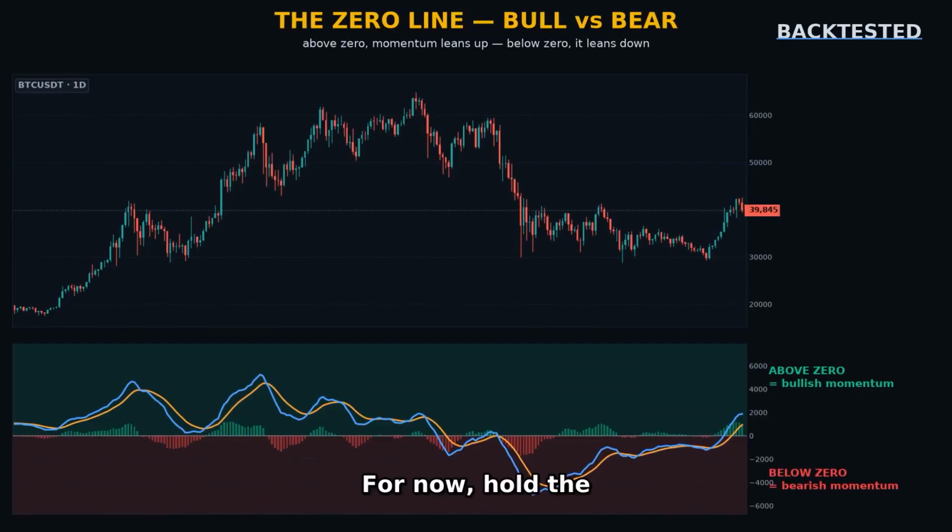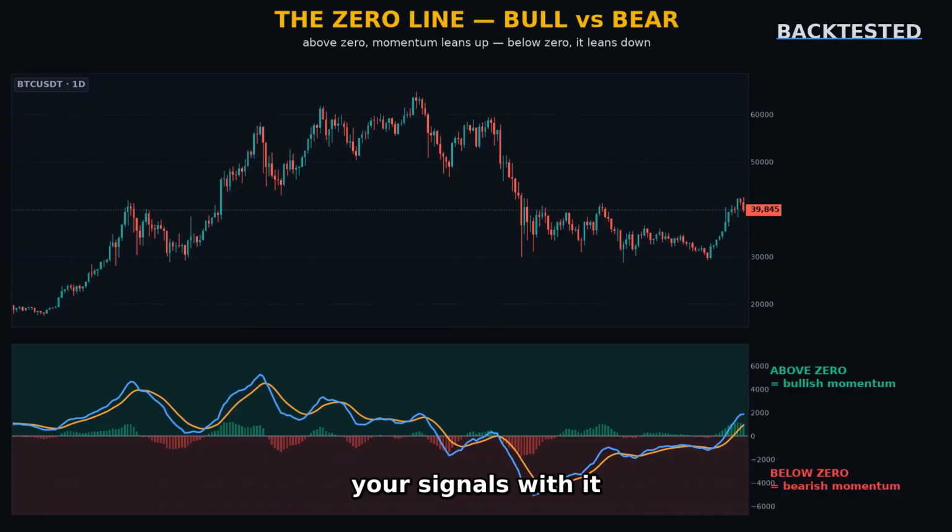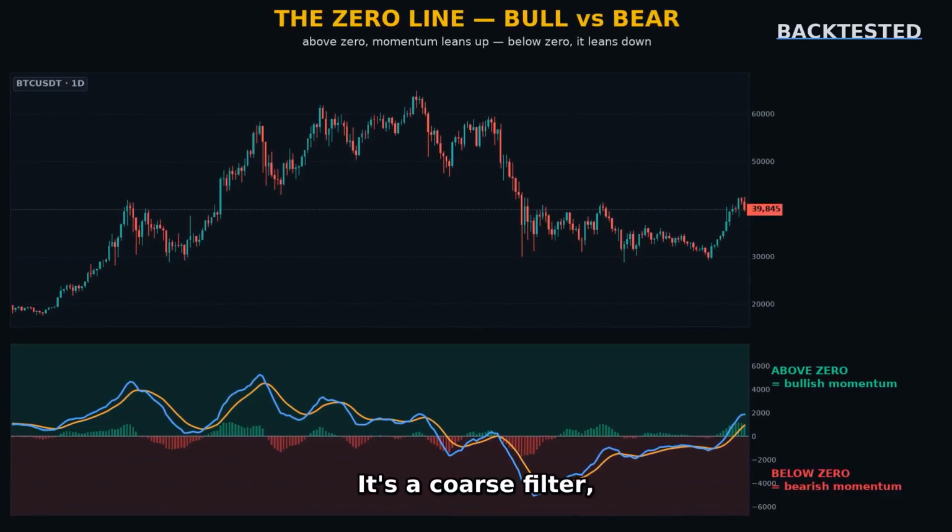For now, hold the principle. The 0 line tells you which side momentum favors, and aligning your signals with it filters out a share of the weaker ones. It's a coarse filter, but a useful one.